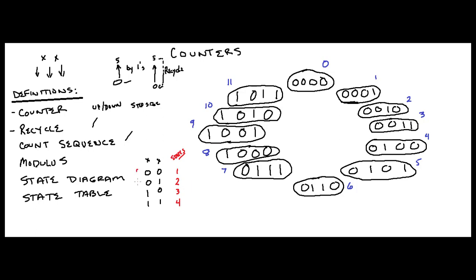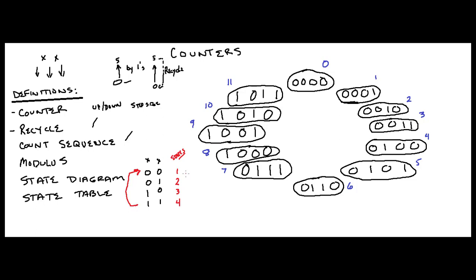If we were going to count from 0 to 3 and recycle back, think about it now. We would have a modulus of 4 because that is the number of states in your counter. That's what a modulus is. It's the number of states it's going to go through before recycling or repeating. Remember, this comes back up here for an up counter.